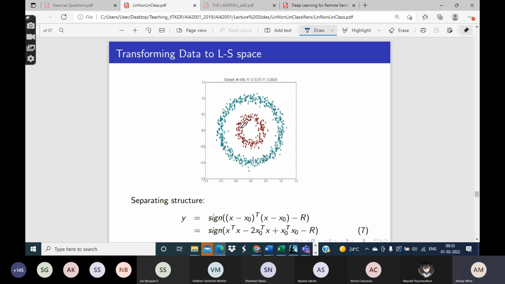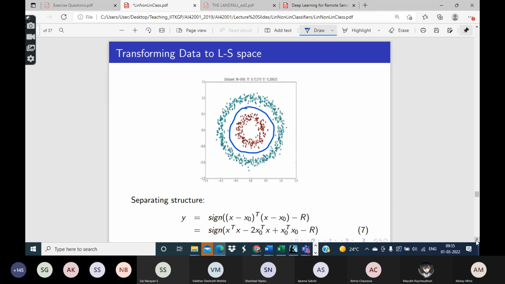There are simply too many outliers, too many misclassified points, to just dismiss them as outliers. So there is no single linear structure which can separate the two classes of points. But there does exist a circular structure like this, which can separate the two classes.